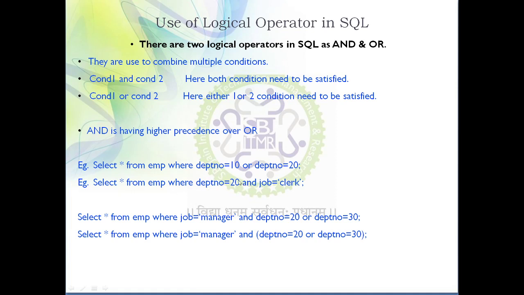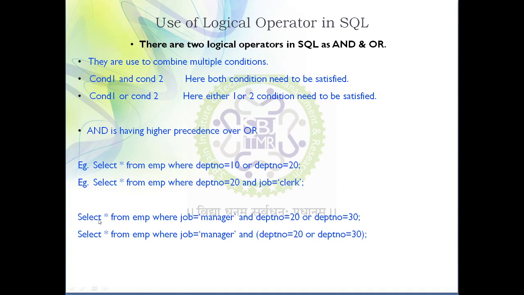Now suppose I want to fetch all employee details whose department number is 20 and job is clerk. So how can we write a query? Select * from EMP where department number = 20 and job = 'clerk'. Now we'll see another example. In this case you will understand the precedence given between and, or.